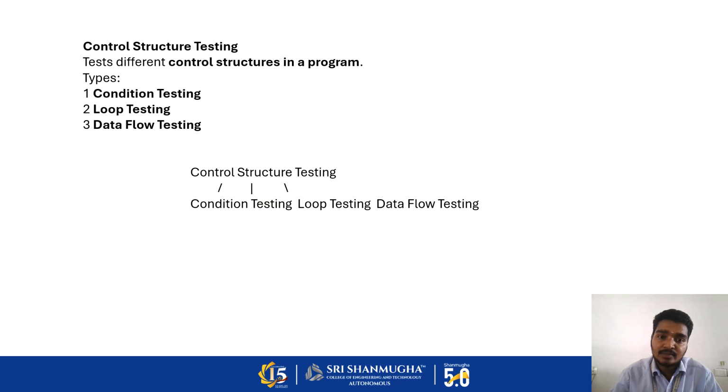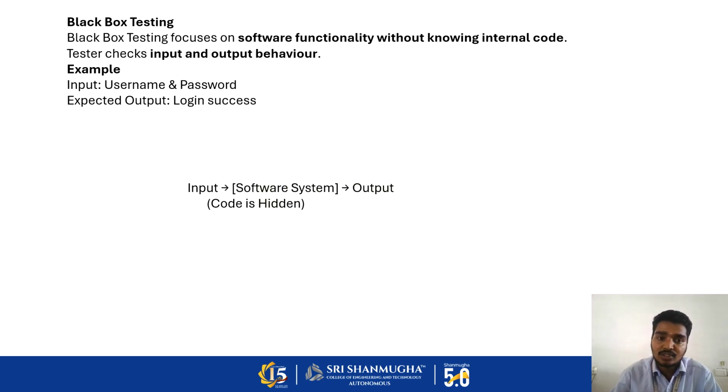This is the main role in the control structure testing process. Next we move on to black box testing. It is the external model. Black box testing focuses on the software functionality without knowing the internal code. Testers only know the software behavior and the output of the programs. The tester checks the input and output behavior.